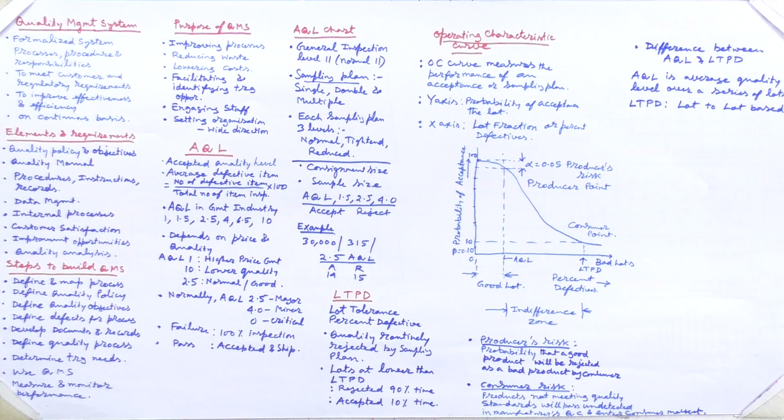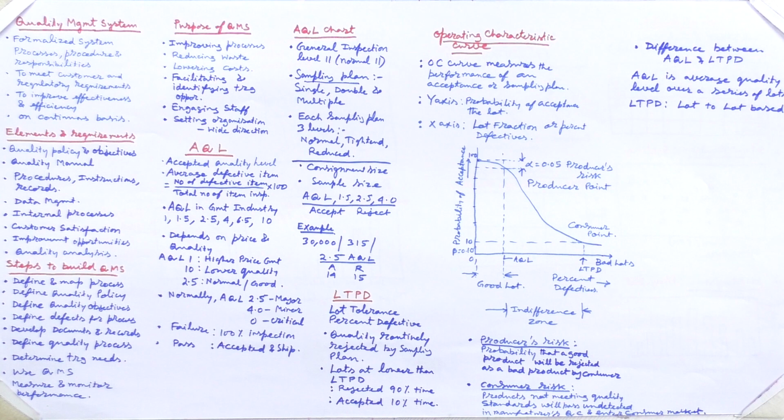Now the question comes: what are the elements and the requirements of such a quality system, and what things are required in the quality management system? The first element required here is policy and procedures, that is called the quality policy and quality procedures. This quality policy and procedures must be in line with the requirement of the client or the customer, and it also satisfies the need of the particular company.